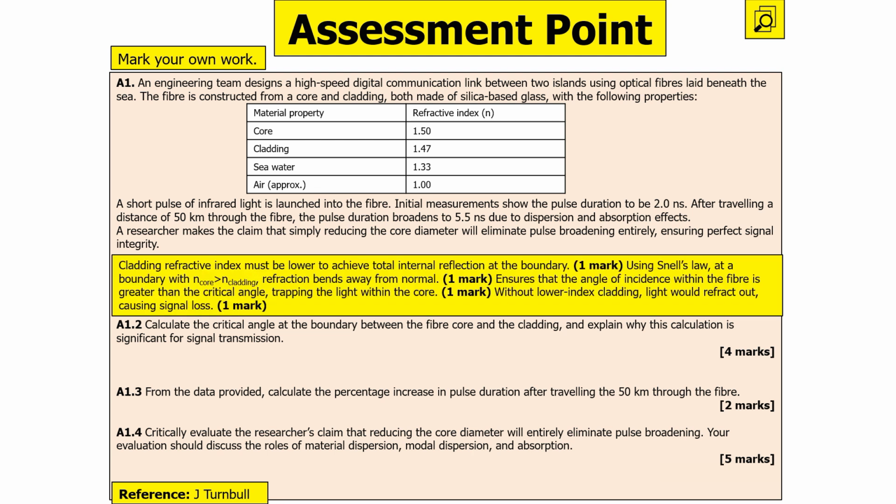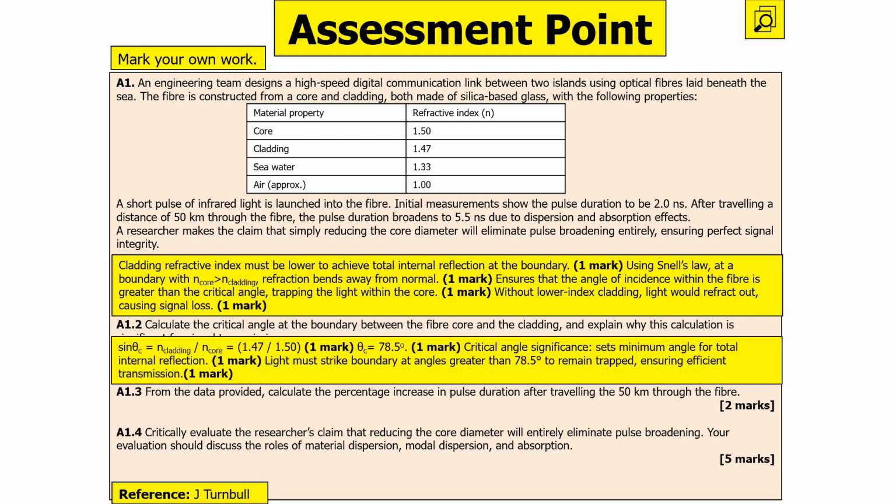Okay, in this first one, the cladding refractive index must be lower to achieve total internal reflection at the boundary. Using Snell's law at the boundary, with n core being greater than n cladding, the refraction bends away from the normal. So this ensures that the angle of incidence within the fibre is greater than the critical angle, trapping the light within the core. Without this lower index cladding, the light would refract out, causing a signal loss.